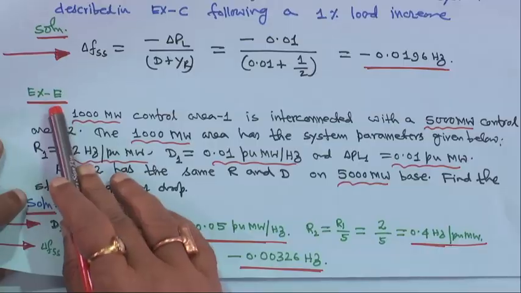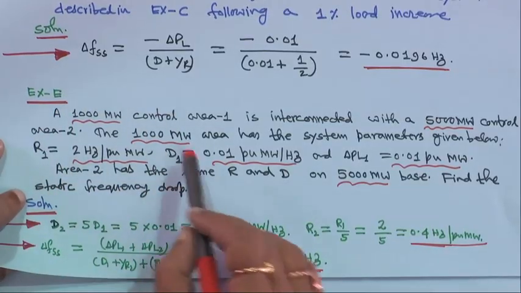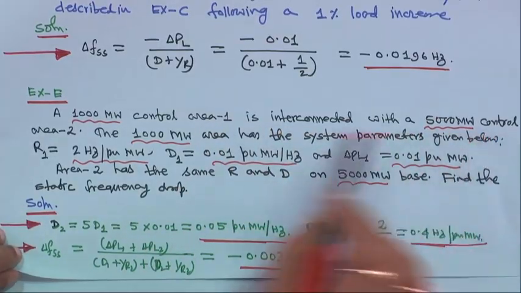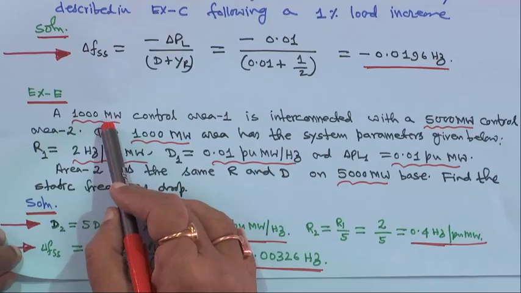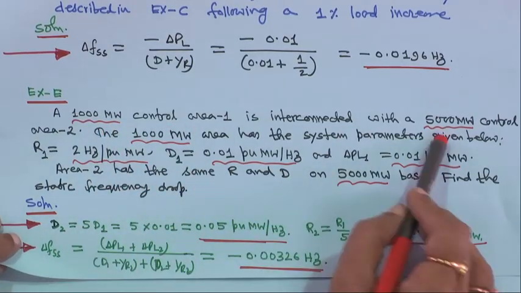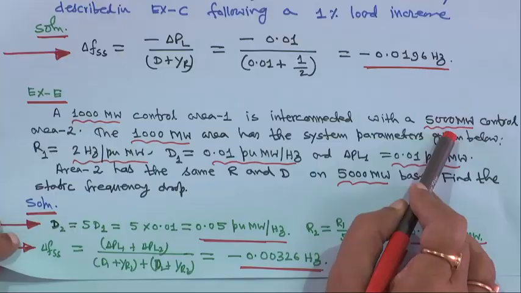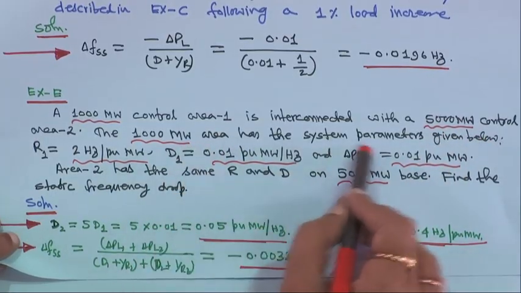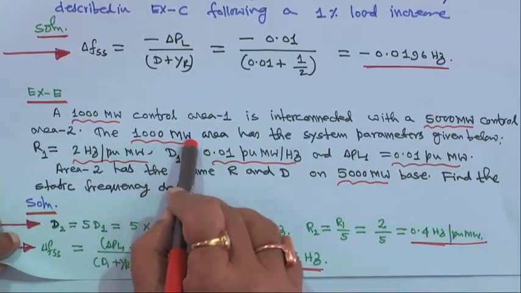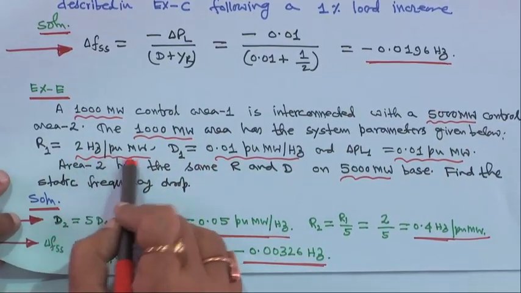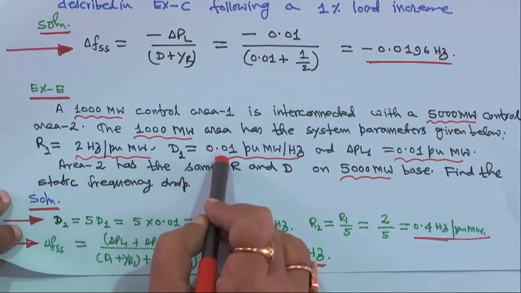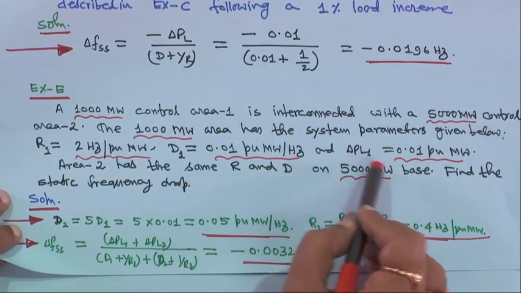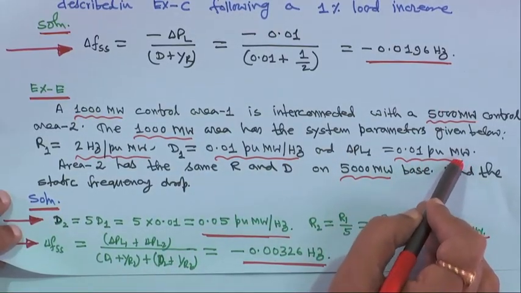Now example E, this is the last, fifth example. Some more I will show you. A 1000 megawatt control area 1 is interconnected with a 5000 megawatt control area 2. That means area 1 rated capacity PR1 is 1000 megawatt and area 2 rated capacity PR2 is 5000 megawatt, right? The 1000 megawatt area, area 1, has the system parameters given below. R1 is 2 hertz per unit megawatt, D1 is 0.01 per unit megawatt per hertz, and delta PL1 is 0.01 per unit megawatt. This is a step load disturbance.